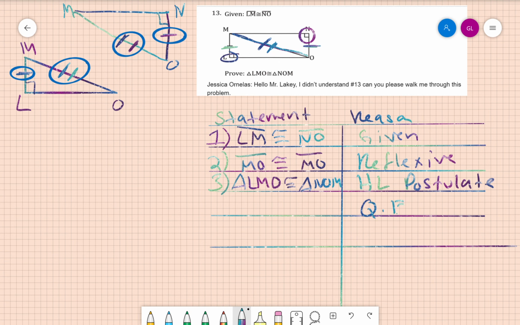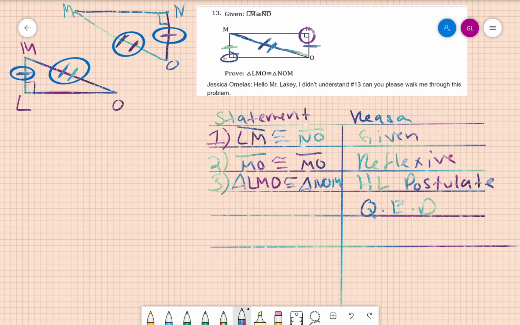So this is how number 13 works out, Jessica. I hope that you watch this and it makes some sense. If you have a right triangle, and I think I said this on a previous video, you're looking to see if you can make HL work right away, because you don't have to prove as much if it's a right triangle.